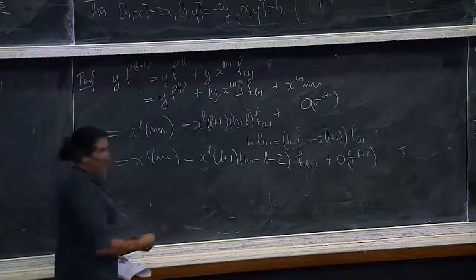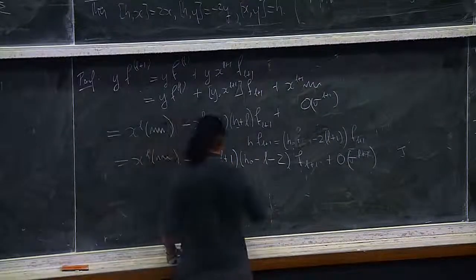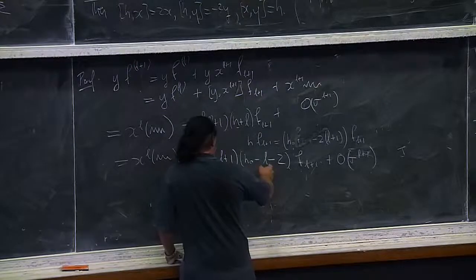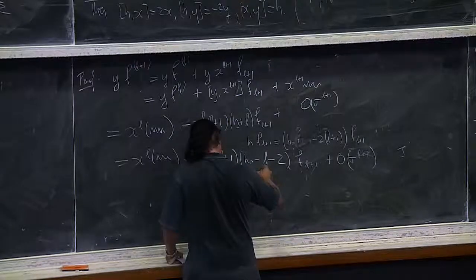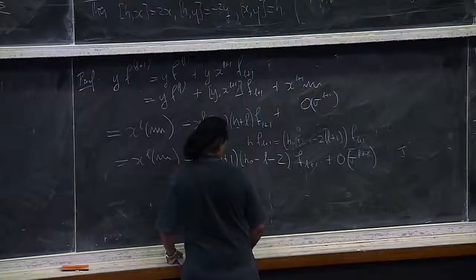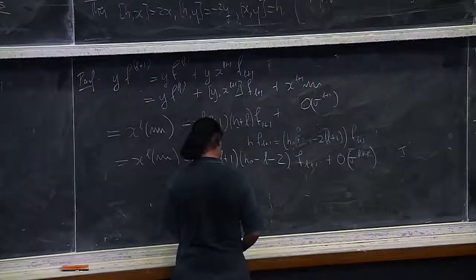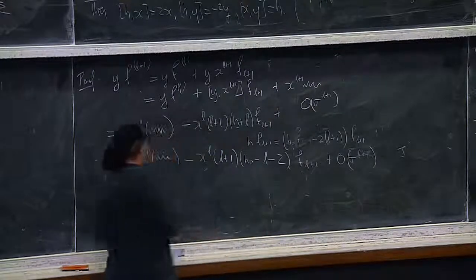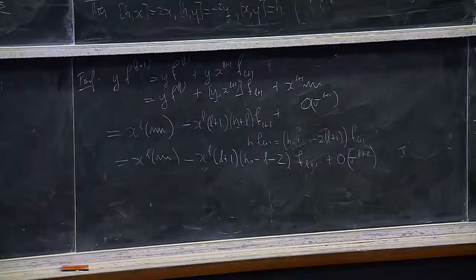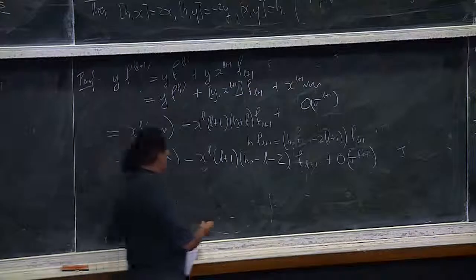Okay, so hence the claim that if L is not equal to H naught minus 2, then we're done. Or if I got it the right way around, yeah. L is not equal to H naught minus 2, we're done. Okay, so the first bit is proved.